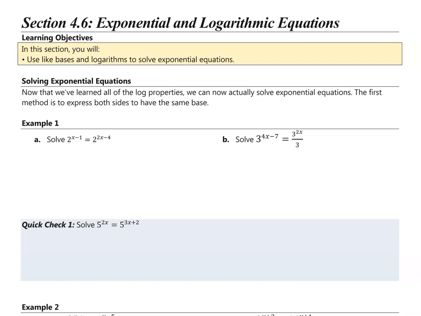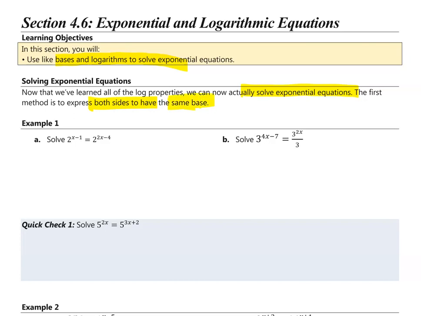Section 4.6 Exponential and Logarithmic Equations. In this section, you will use like bases and logarithms to solve exponential equations. Now that we've learned all of the log properties, we can now actually solve exponential equations. The first method is to express both sides to have the same base.